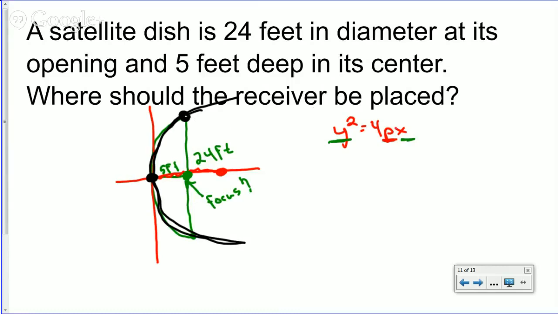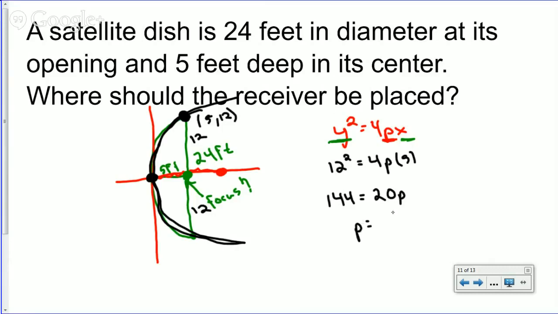So let's choose this point up here. This is at 5, and then go up 12. So this ordered pair is 5, 12. So we'll put 12 squared equals 4p times 5. So that's 144 equals 20p. So P is going to be 7.2. So now I know that from the center out to this focus is 7.2 feet.